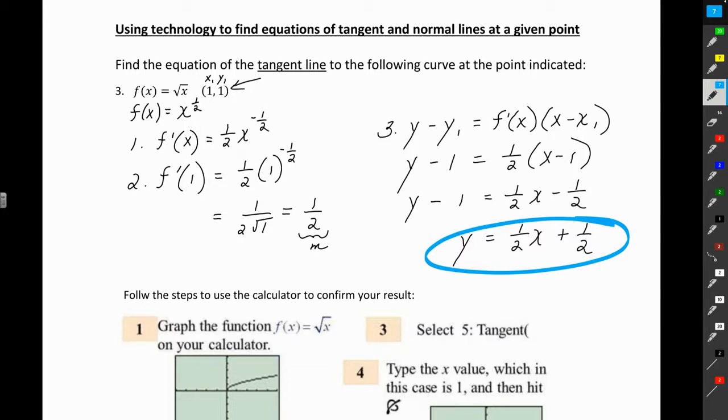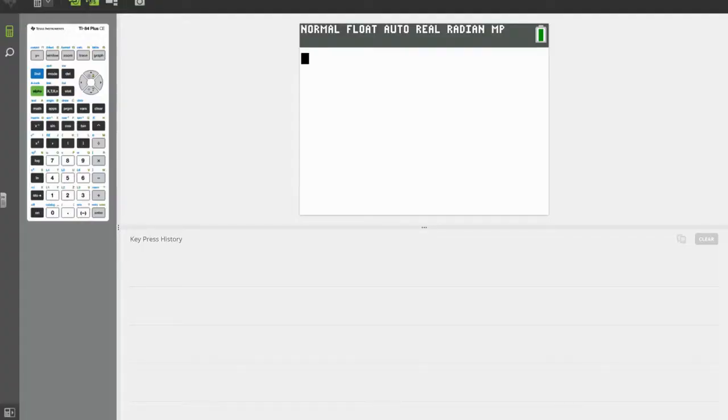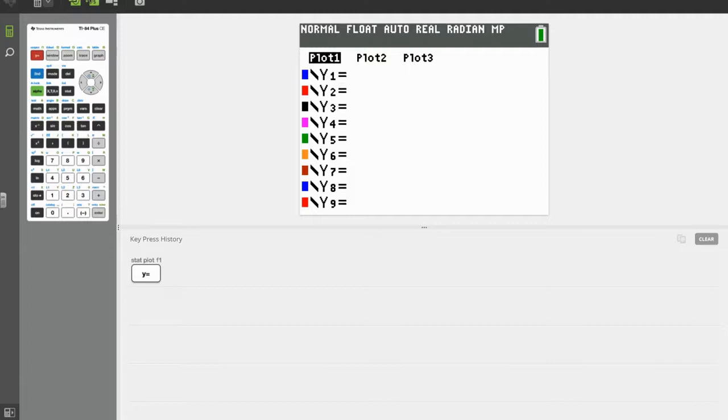Now I'm going to follow the steps to use the calculator to confirm my result. I'm going to graph the function. I'm going to hit draw, select tangent, and at that point I'll be able to see the equation of the line at the bottom of my calculator screen. So let's do that. All right, first thing we're going to do is go to y equals, and we're going to enter in our function.